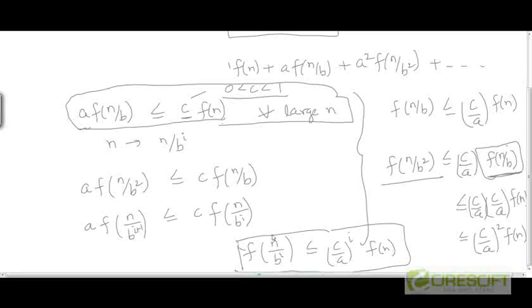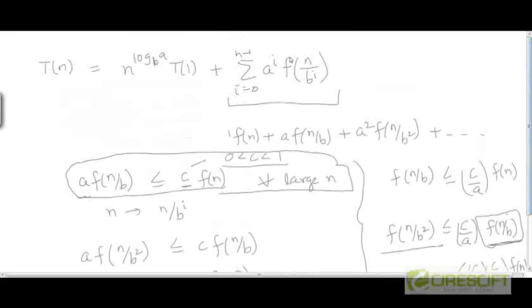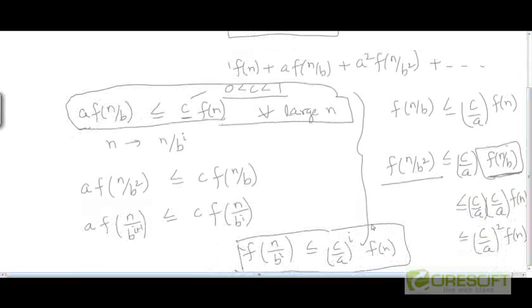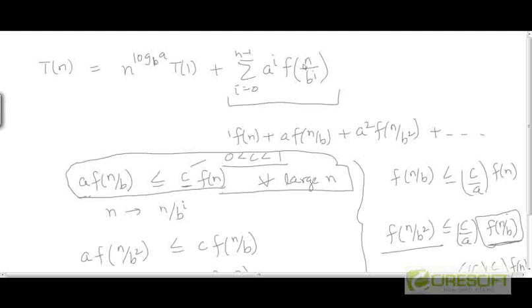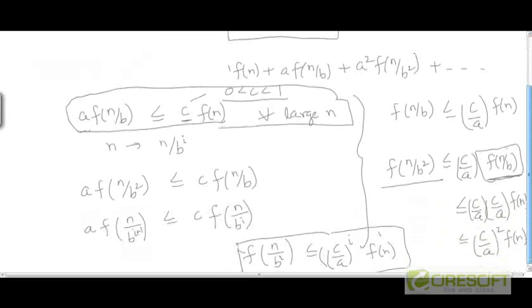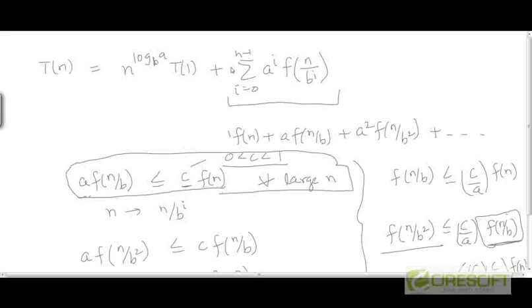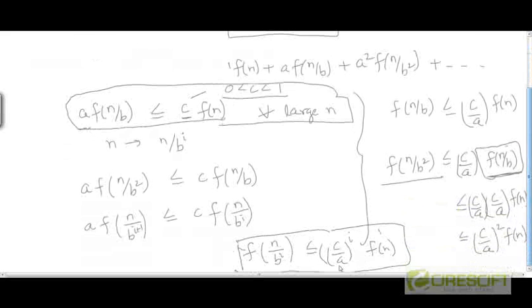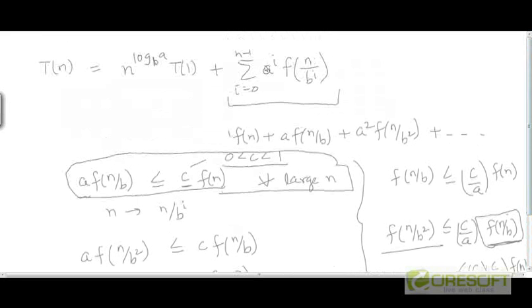Now the advantage of this result is that we can go back and substitute f of n by b to the power i by the right hand side of this inequality. And by doing that, we will get f of n, which we'll be able to pull out of this summation. Moreover, we'll get c to the power i divided by a to the power i, and this a to the power i will cancel with the a to the power i in the numerator. So effectively we'll be left with only c to the power i in the summation. Let's do that.